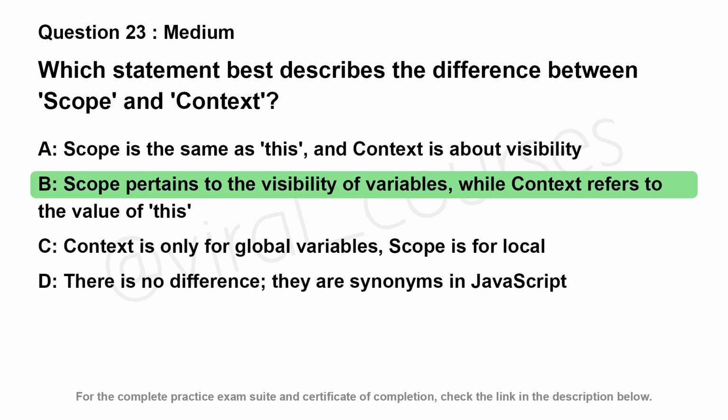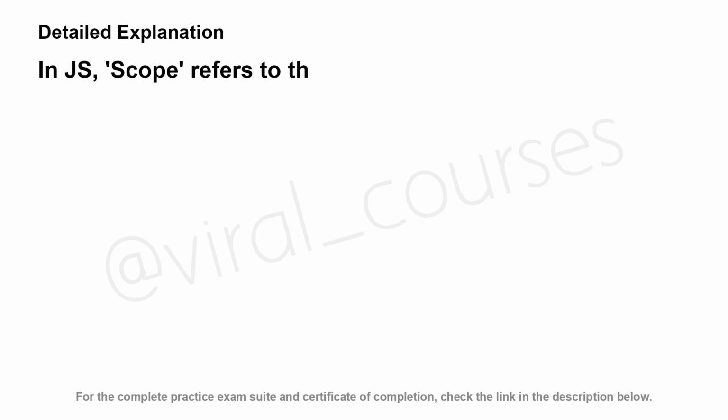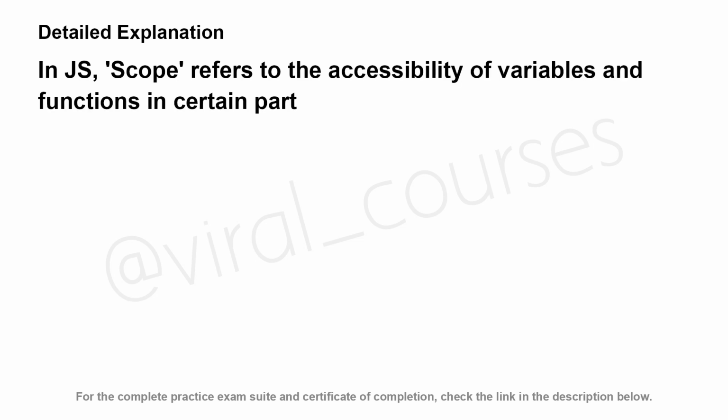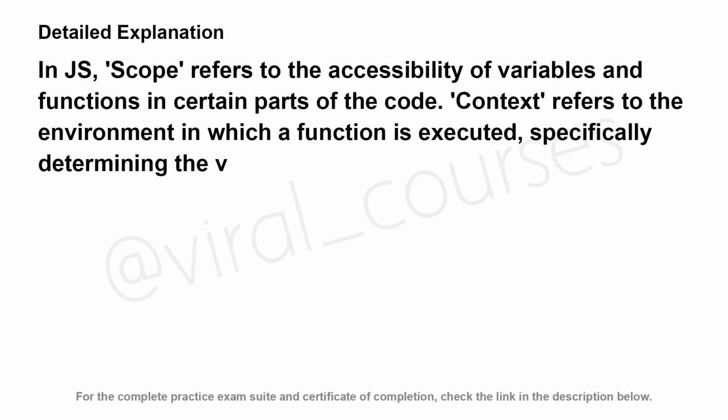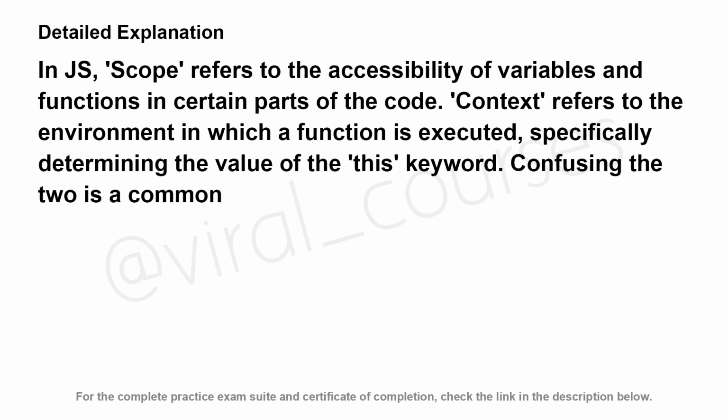The correct answer is B. In JS, scope refers to the accessibility of variables and functions in certain parts of the code. Context refers to the environment in which a function is executed, specifically determining the value of the this keyword. Confusing the two is a common mistake in JS terminology.